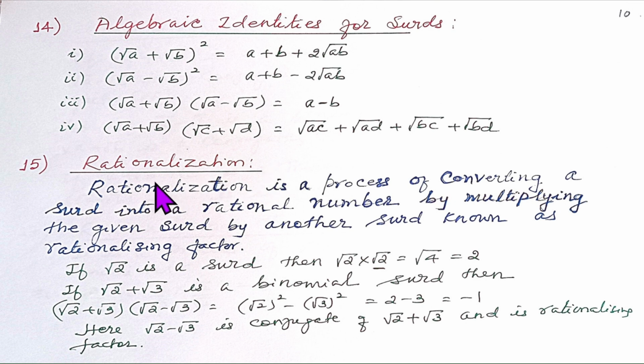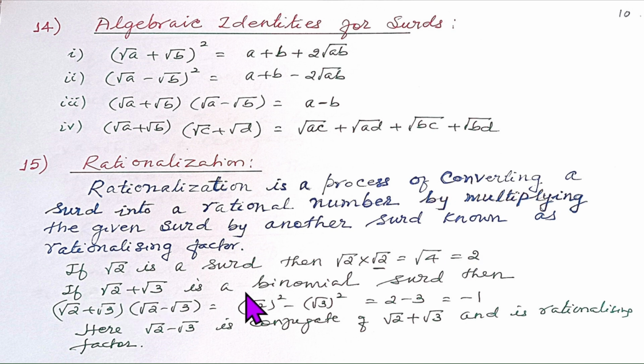Now rationalization. Rationalization is the process of converting a surd into a rational number by multiplying the given surd by another surd known as a rationalizing factor. This is a very important property of surds. If √2 is a surd, then multiplying by √2 again, we get √4, and that is 2. So here √2 is a surd and √2 is another surd, which is the rationalizing factor, because we have got a rational number. So rationalization is the process of converting a surd into a rational number by multiplying by another surd, which is known as the rationalizing factor.